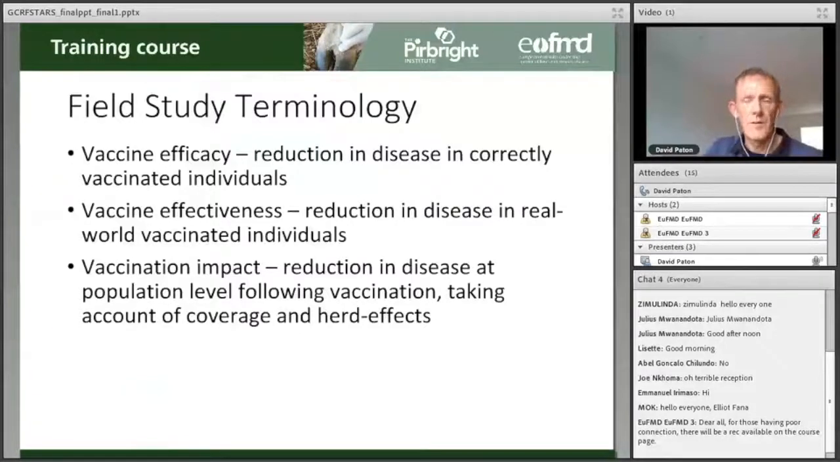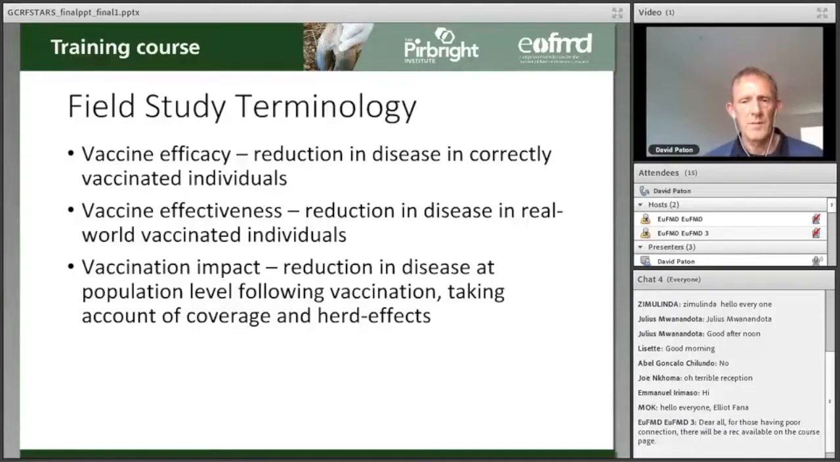So if we look at some of these things that we can measure in the field, we often use these terms a bit interchangeably without completely understanding what they mean. When we talk about vaccine efficacy, we're looking at a specific reduction in a disease in correctly vaccinated individuals.